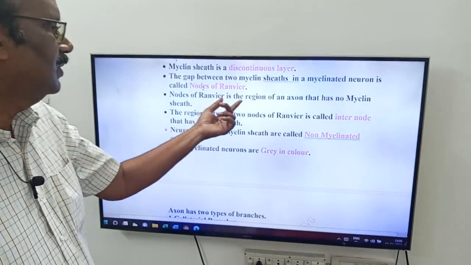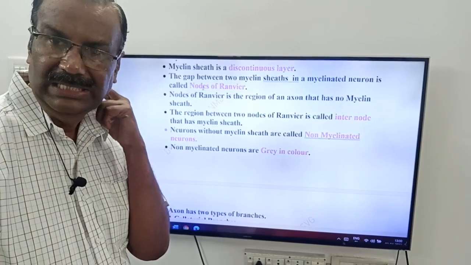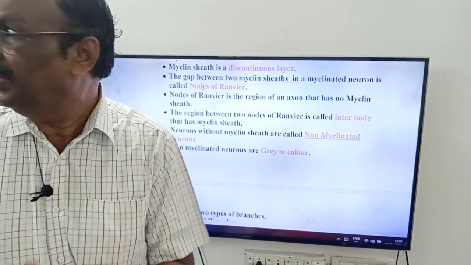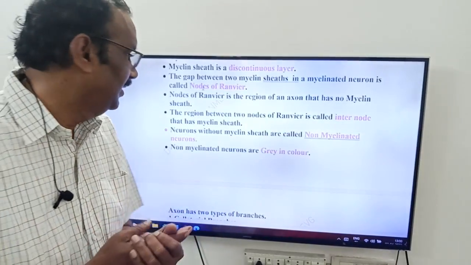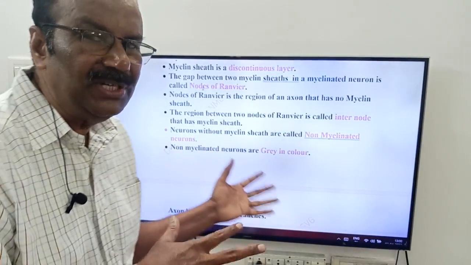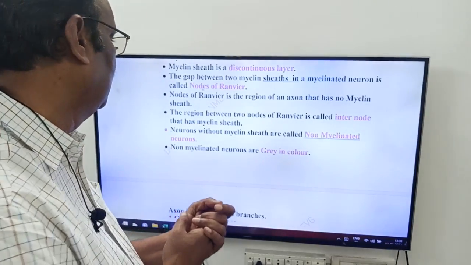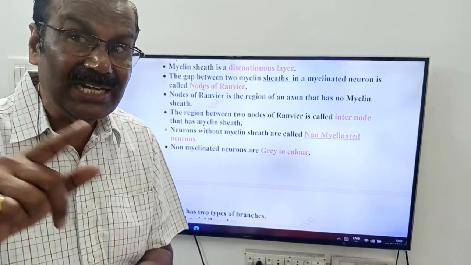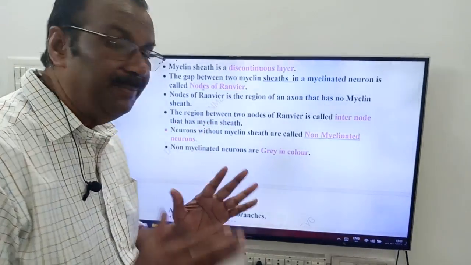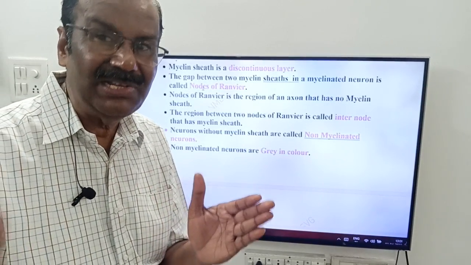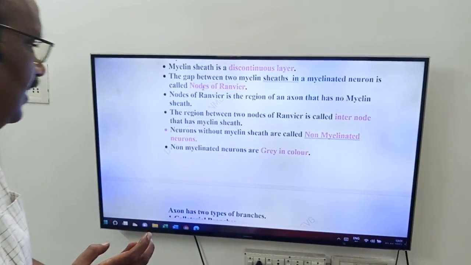Next, friends, a node of Ranvier is a region of an axon that has no myelin sheath. The region between two nodes of Ranvier is called the internode. The internode has myelin sheath. Okay friends.